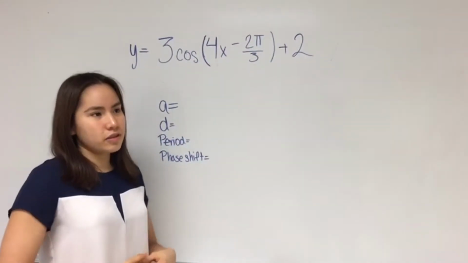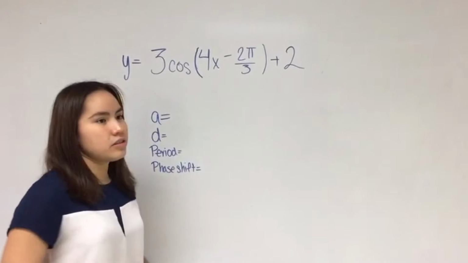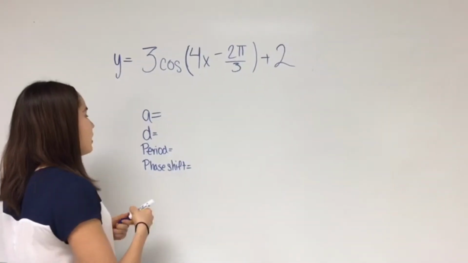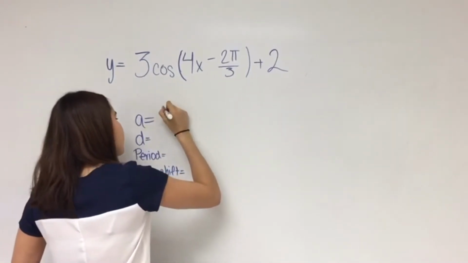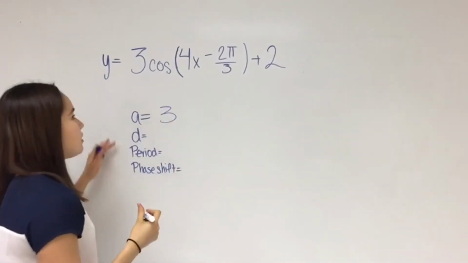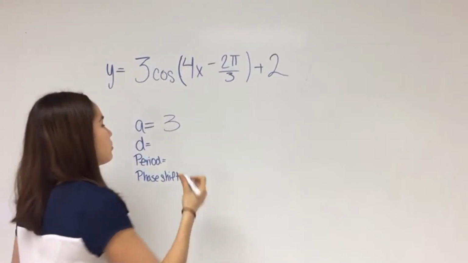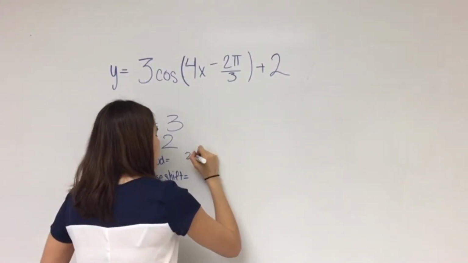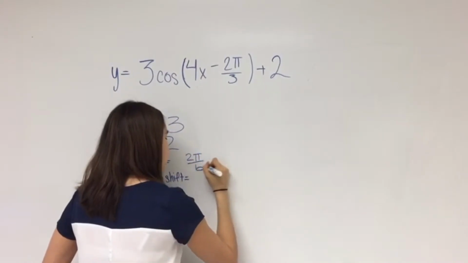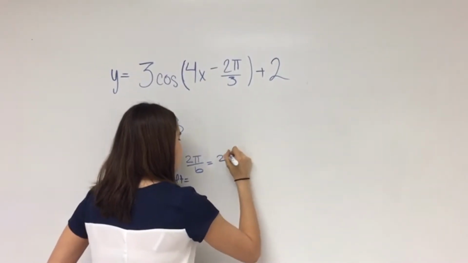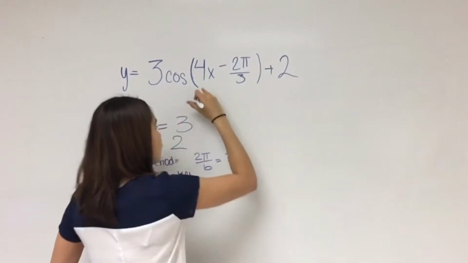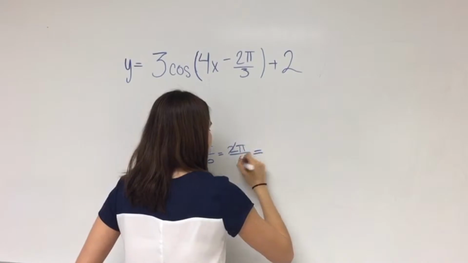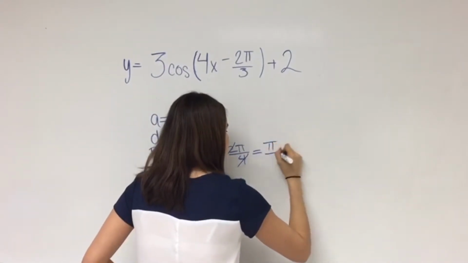To graph this cosine function, we will follow the same procedure we used with the sine function. The first step is to get the amplitude, which is 3. The letter d, which is the vertical shift, is 2. The period, its formula is 2π over b, in which b equals 4. And we simplify and end up with π over 2.